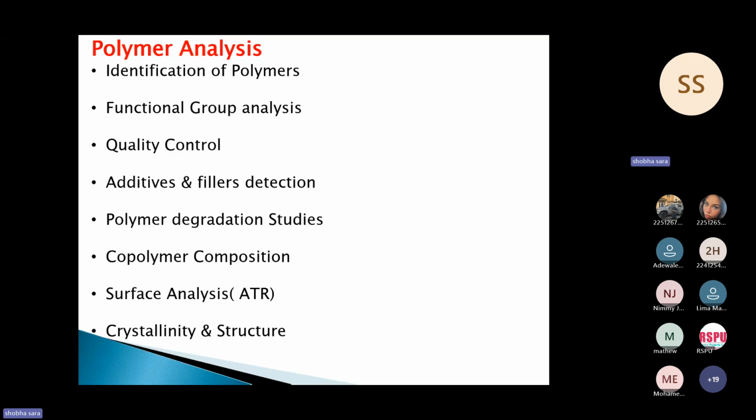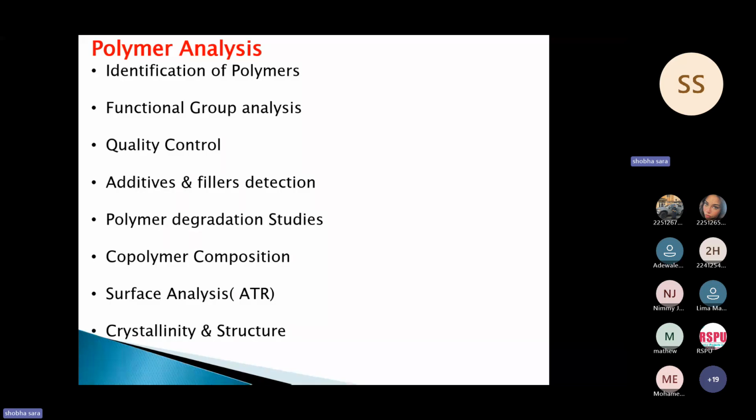Then we can use it in functional group analysis. As I told you, OH, CO, all the functional groups in the polymer we can analyze. Quality control: we can ensure the consistency of the polymer batches. If there is any contamination or wrong material mixed in, with the help of FTIR we can ensure the quality or consistency of the polymers.